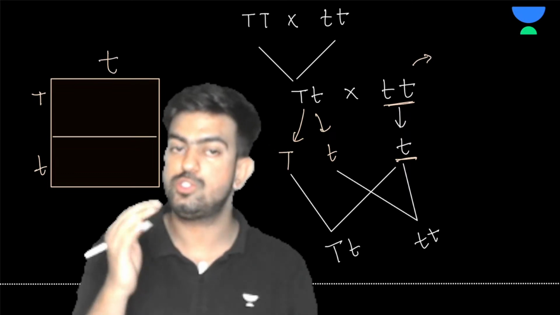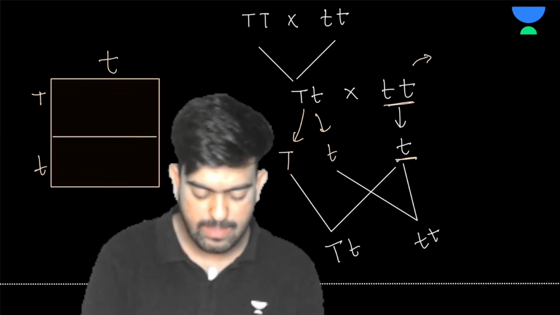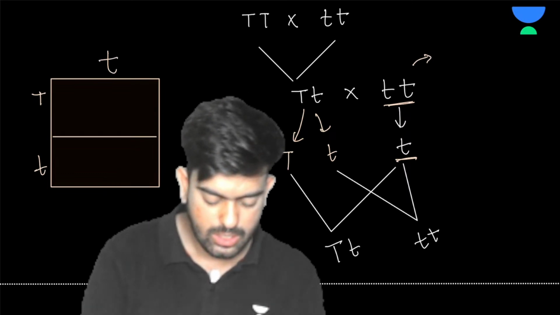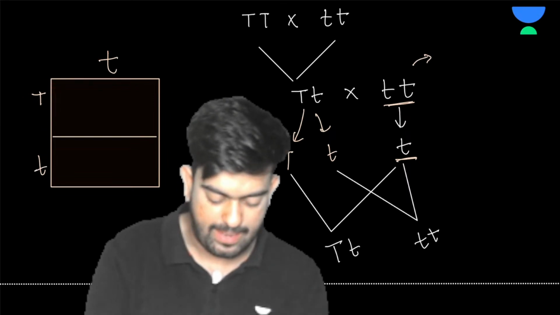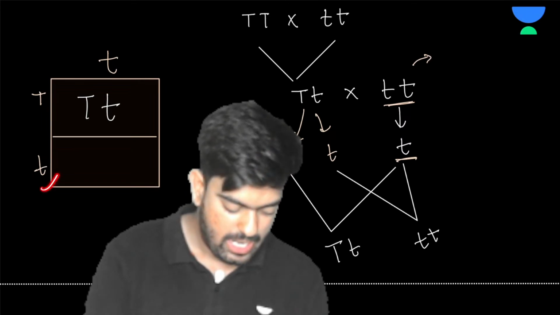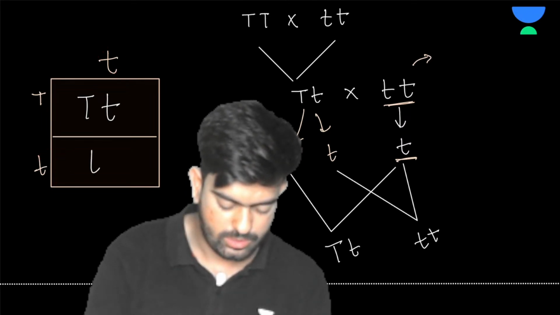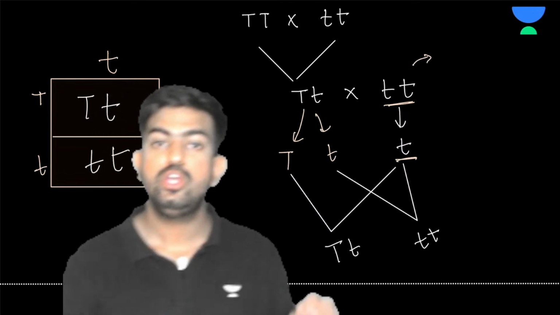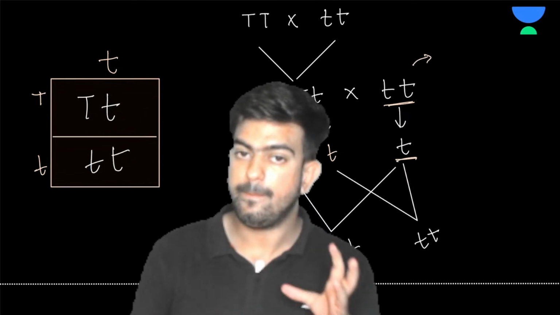So let's write here small t only. Then do the mix and match. Capital T and small t is going to give capital T small t, and small t and small t is going to give this. Clear to everyone? So this is the test cross.